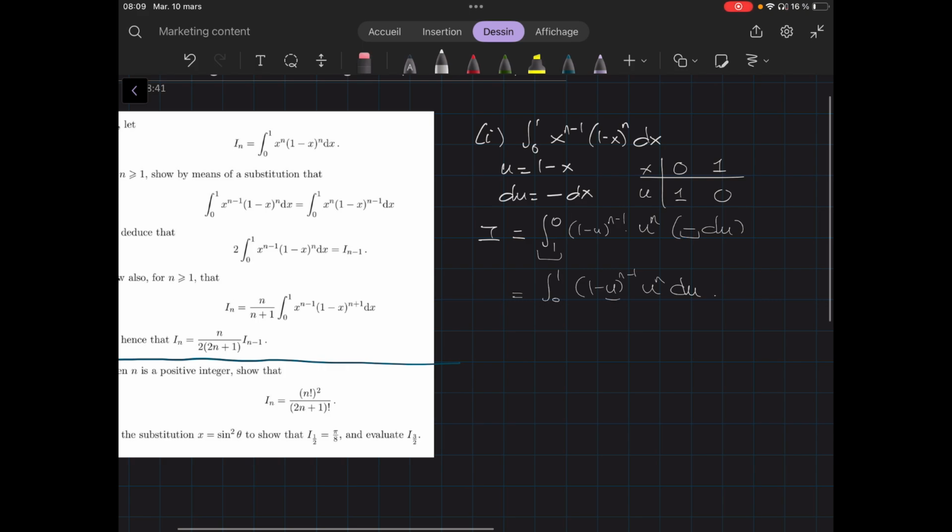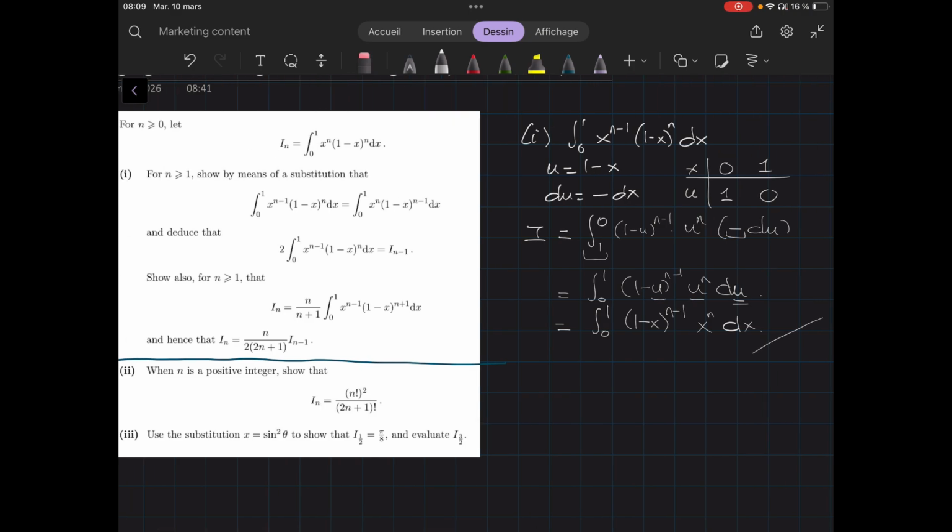And because everything is in terms of u, we can just replace it with x, because it is the same function that is being integrated. And you're good to go. Second part, deduce that this is true.